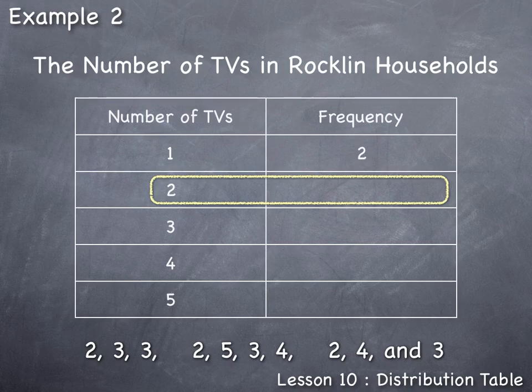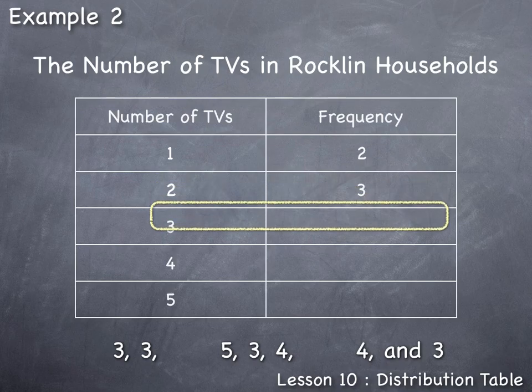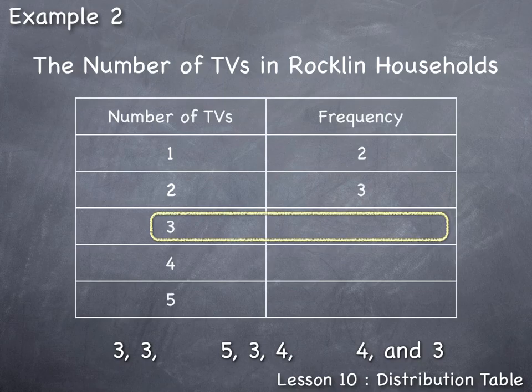Now, to find the frequency of households that contain 2 TVs, we go through all the data and count the number of 2 TV households. So here we found that there were 1, 2, 3 2 TV households, giving the frequency for the number of 2 TV households of 3. Now, the frequency of 3 TV households, we find this by counting the number of 3 TV households in the sample. Here we find there's 1, 2, 3, 4. A total of 4 households in the sample contained 3 TVs. So the frequency of 3 TV households was 4.